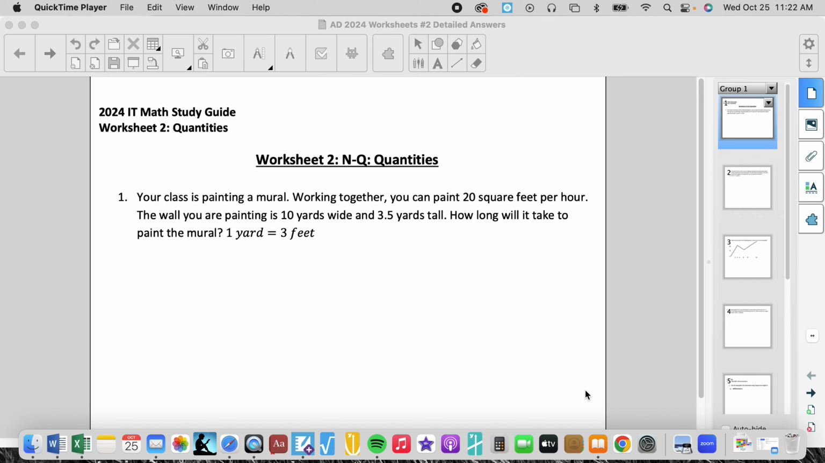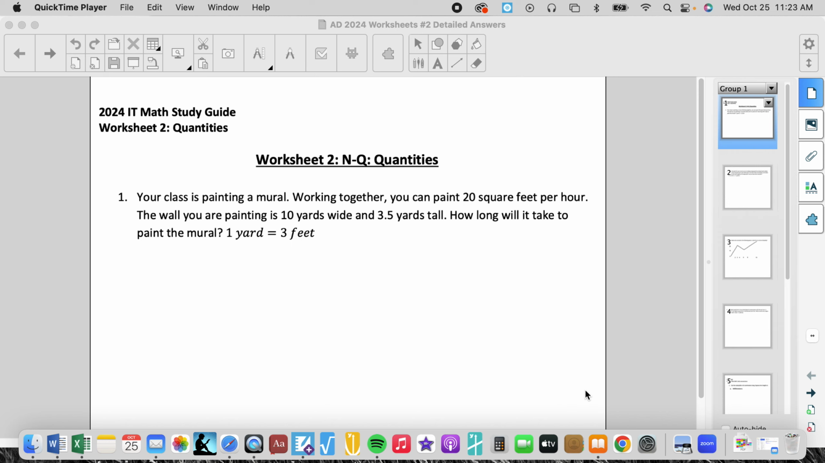Go over worksheet number 2. I don't know what N-Q is, maybe that's a section, but it deals with quantities. So we have a couple problems here. Let me grab my pen.